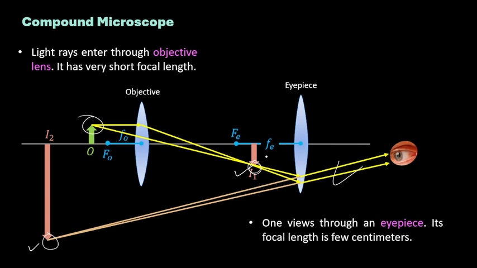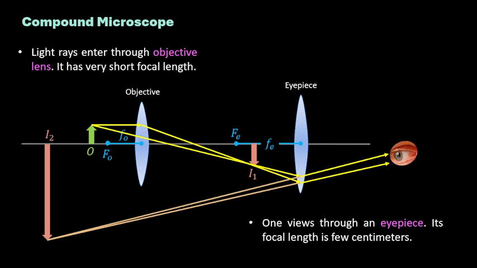So here we see that the image formed by the objective is further magnified. This image acts as an object for the eyepiece, and then after the light rays refract through this eyepiece, they produce an inverted image of this object here.